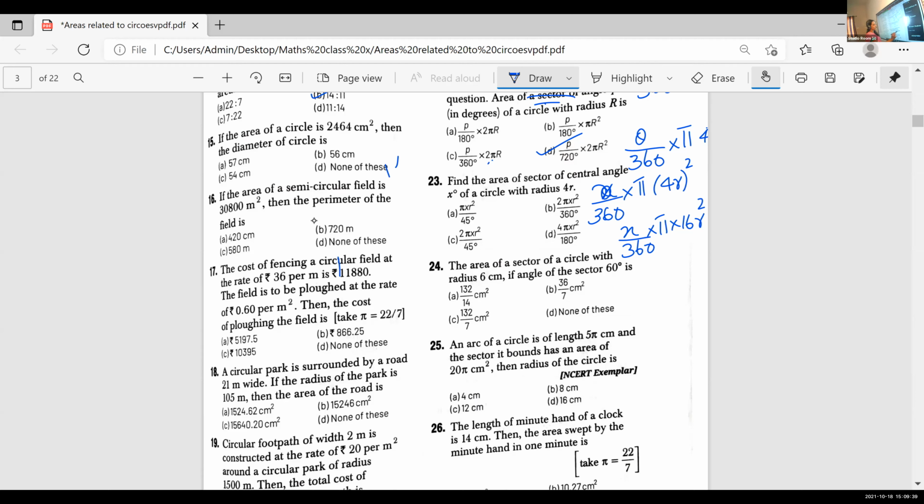25th one, this is an NCERT exemplar question, give more importance to these. Okay, 25th one is again a similar question. Check it. The arc of a circle is of length 5 pi centimeter, and the sector has an area 20 pi. What is the radius? You are asked to find the radius.